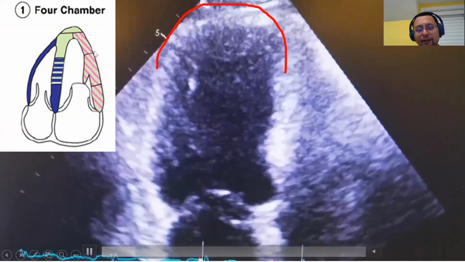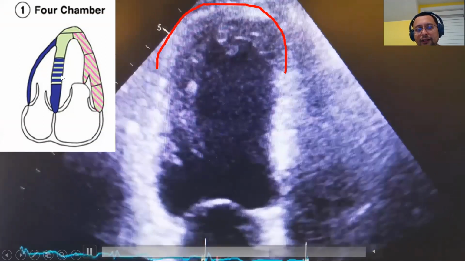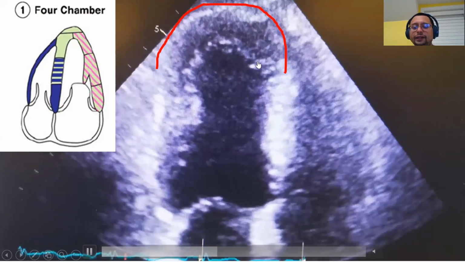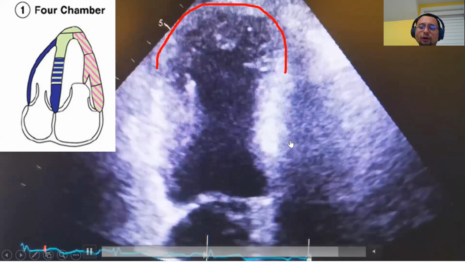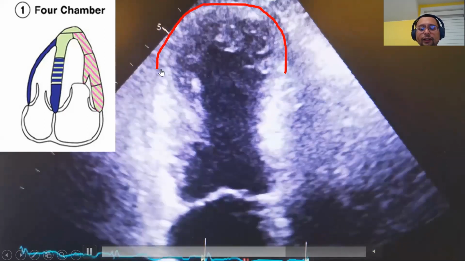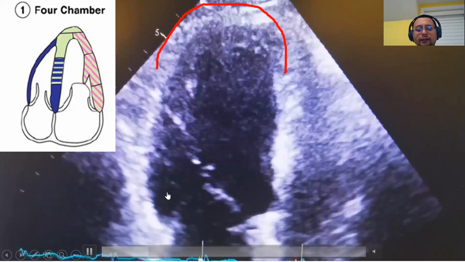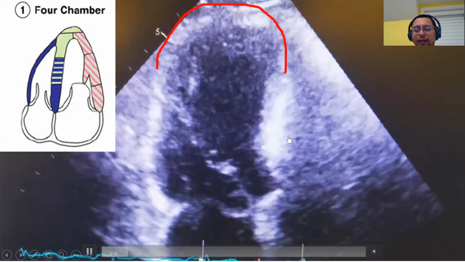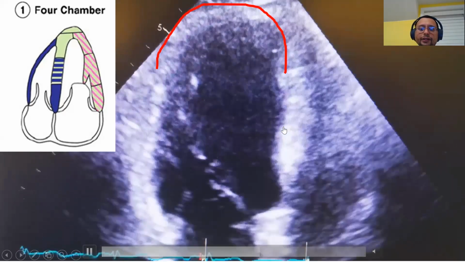So this part is hypokinetic. Okay, this part is not bad, but this part is quite good. So this is again LAD distribution of the coronary artery. This is the apical segment that is hypokinetic. The lateral wall is fine. Septal wall is also fine. So again, this is the LAD distribution.